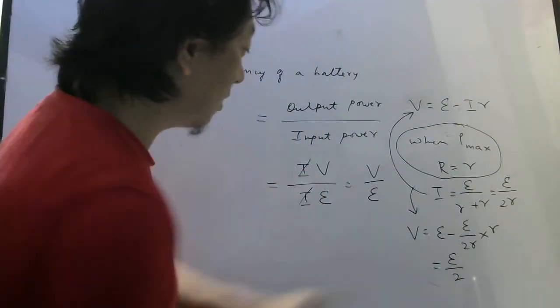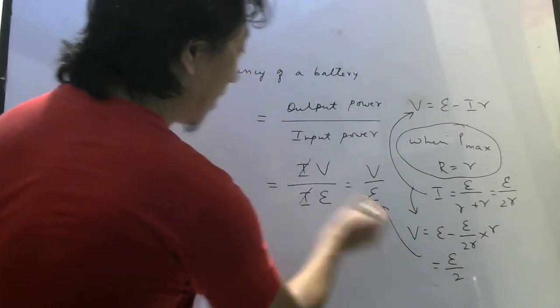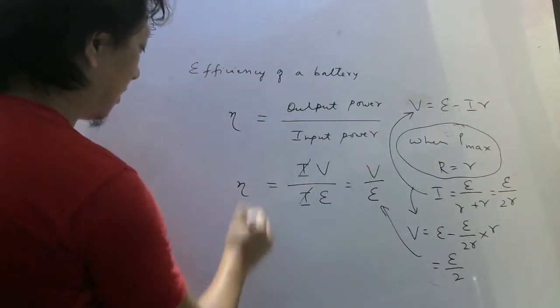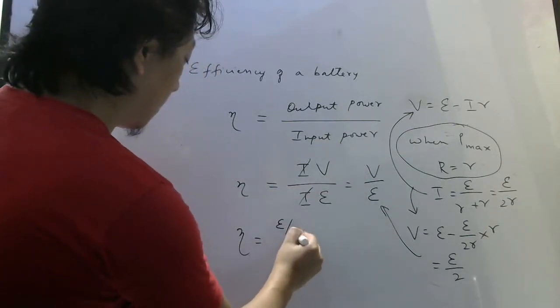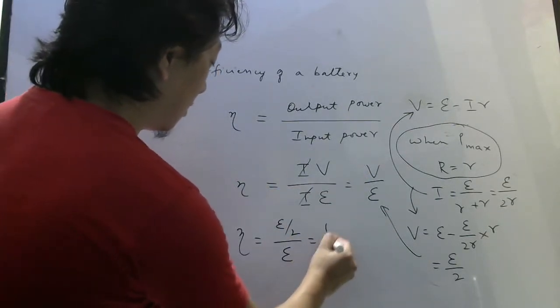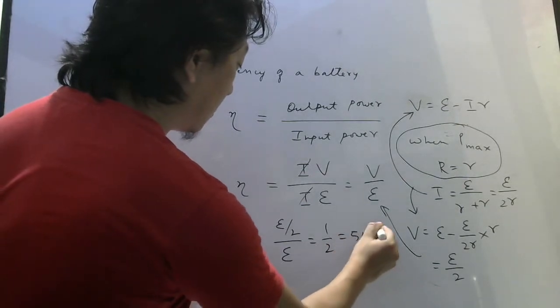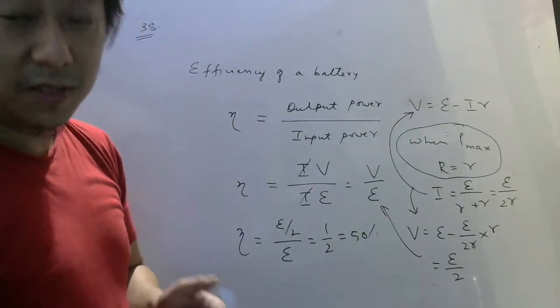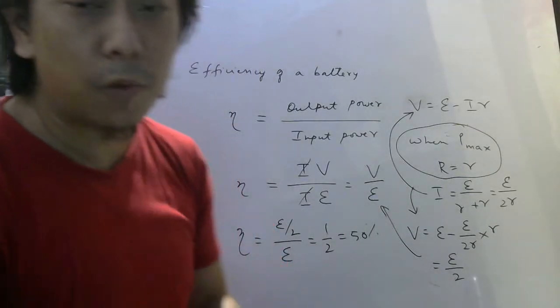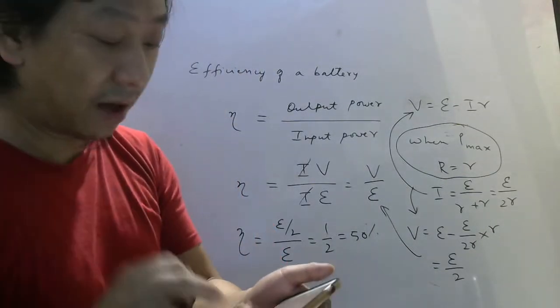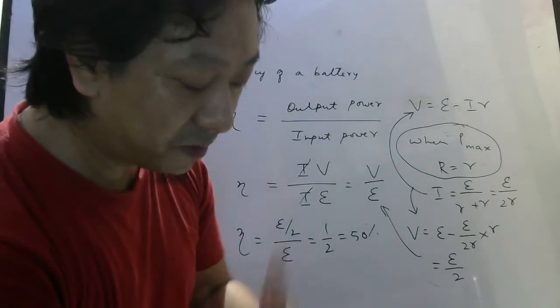So we know the terminal voltage is EMF by 2. Put it back in the formula of efficiency of the battery. Efficiency will be E by 2 divided by E. That will be 1 by 2, which is 50%. So please remember this, try to memorize this result. The efficiency of a battery while giving maximum power is half, meaning 50%.